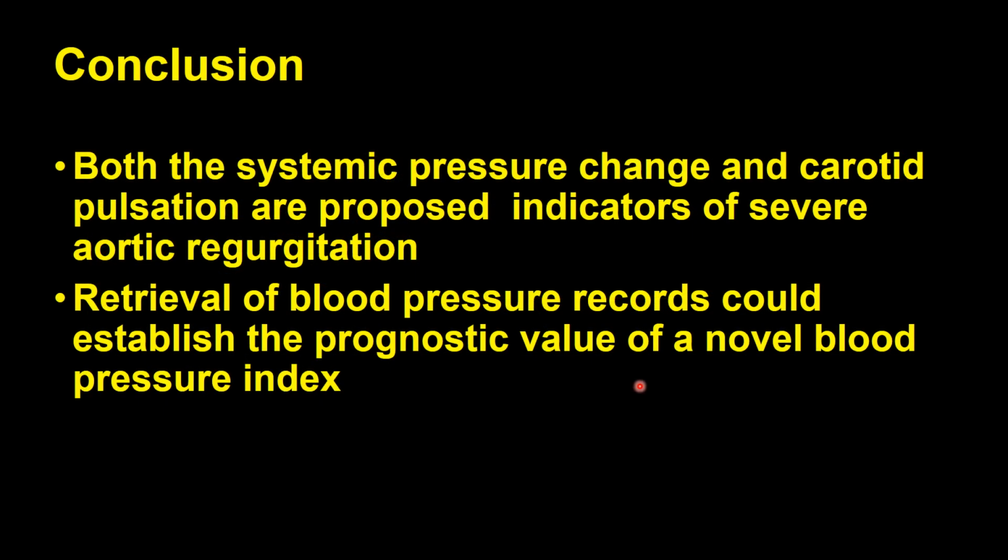So in conclusion, both the systemic pressure change and carotid pulsation are proposed indicators of severe aortic regurgitation. And retrieval of blood pressure records could establish the prognostic value of a novel blood pressure index.